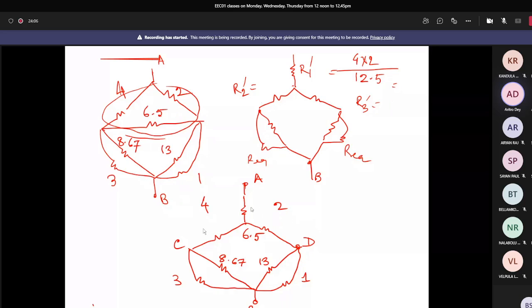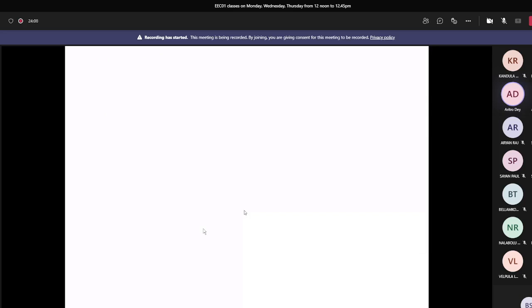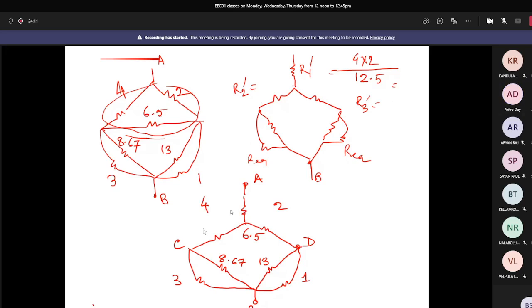So you have some values here, which is R1 dash, this is R2 dash, and this is R3 dash. Okay. So now it is easier for you to get the R equivalent between A and B, because R1 dash is in series with this parallel combination, R3 dash is in series with this parallel combination. So ultimately, if you reduce it, it will come as R1 dash and then these two parallel paths.